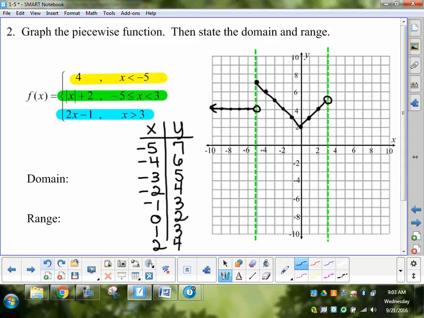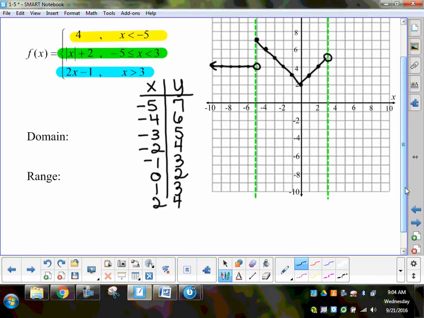Now let's continue this out. Here's my next one. I can finish this off, and this is going to be a line. The slope is 2x minus 1. And this happens at 3. So when I do this, I plug in a 3, a 4, a 5, and so on. When I plug in, you could have gotten 3, 5 here, and gotten the open circle.